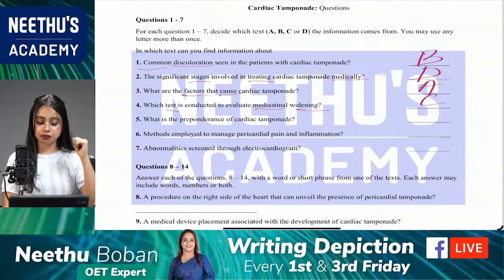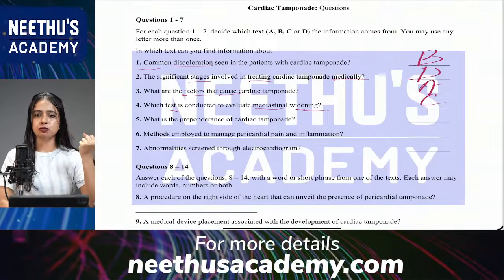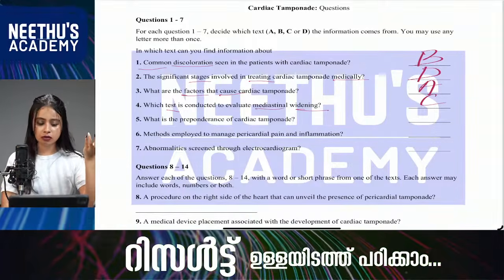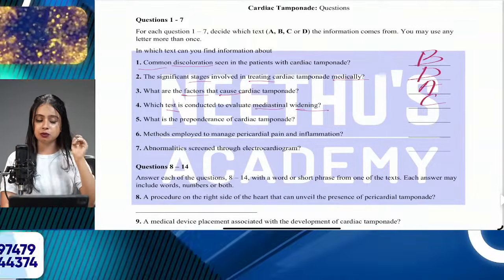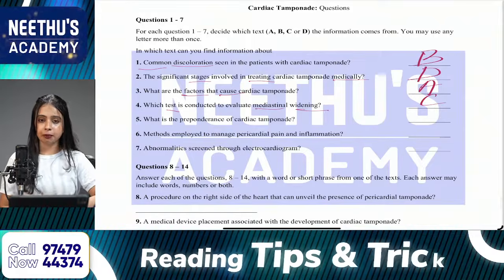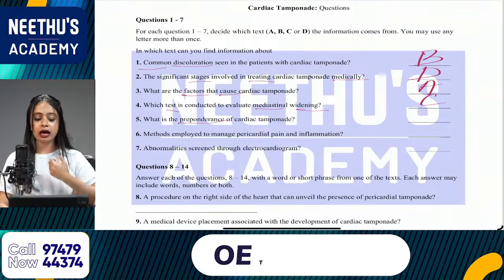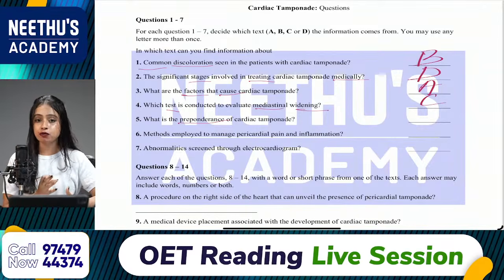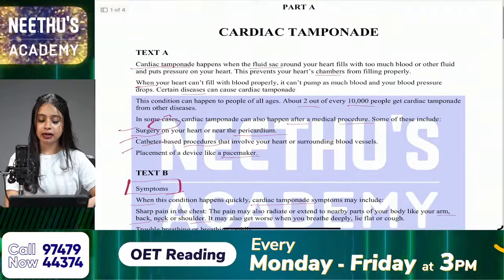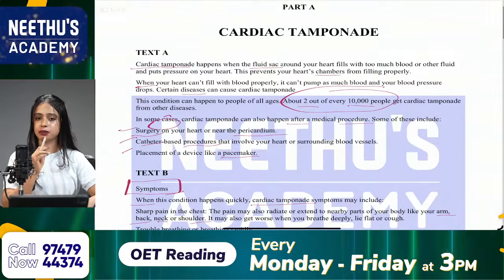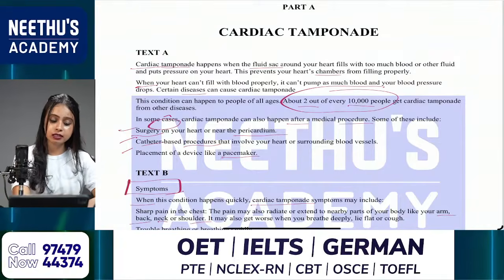Then the fifth one. What is the preponderance? Preponderance, which means the prevalence. The spread, simply I can say spreading the condition. So preponderance, which means the prevalence of cardiac tamponade. So preponderance is the only keyword which I'm marking from the fifth question, and my answer is, I don't even have to look for that because I know that it is only in text A. They have mentioned regarding the prevalence of the condition. It is about 2 out of every 10,000 people. So my answer is A.